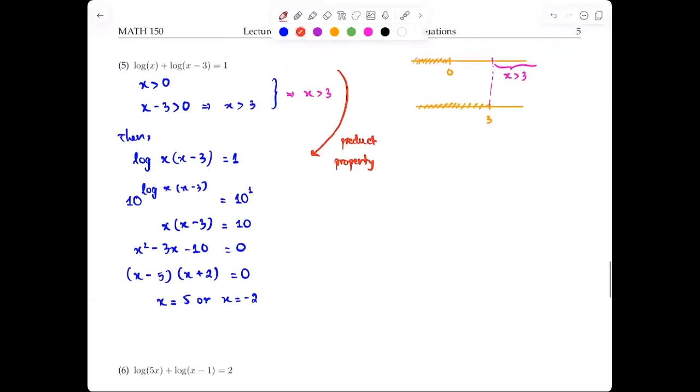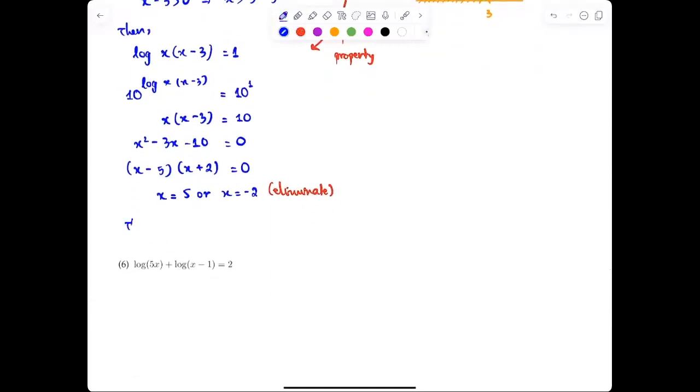And now again, you go back, use this value to go back to the domain of the function of the equation to see that x has to be greater than 3. So you eliminate this solution. So you say that the solution is.